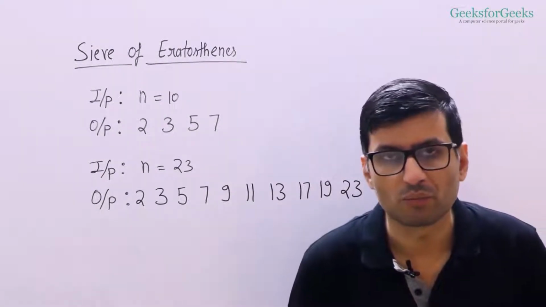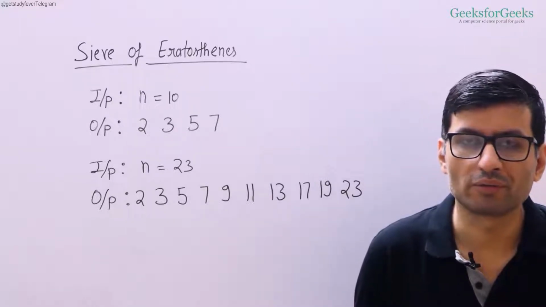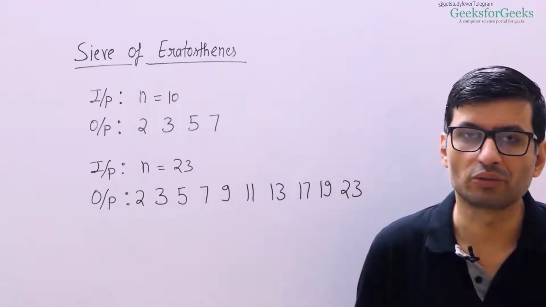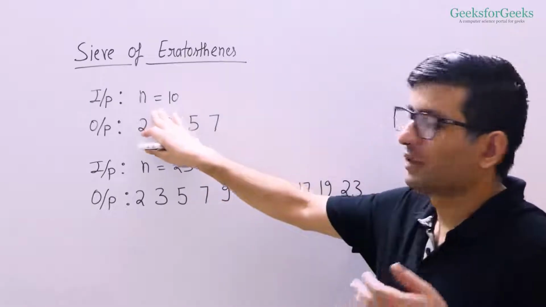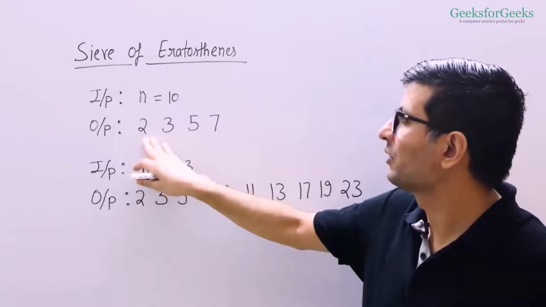Let us talk about this problem. We are given a number n. We need to print all prime numbers smaller than or equal to n. For example, if n is 10, the prime numbers which are smaller than or equal to 10 are 2, 3, 5 and 7.